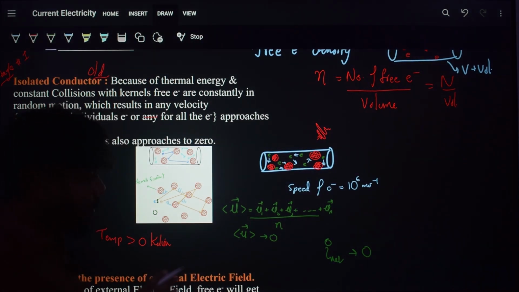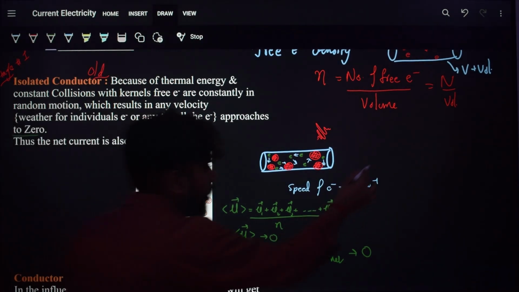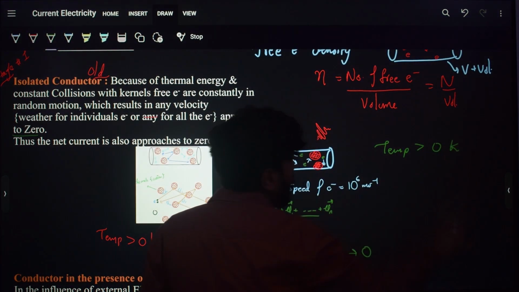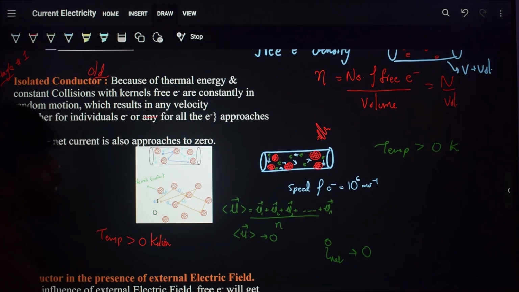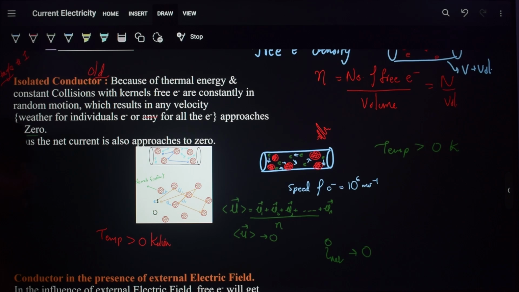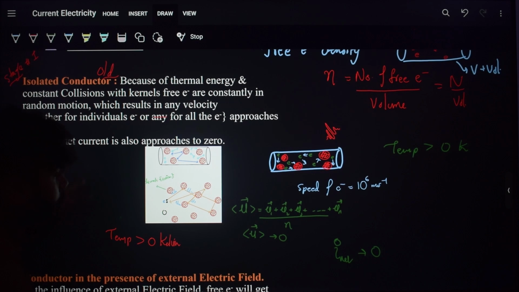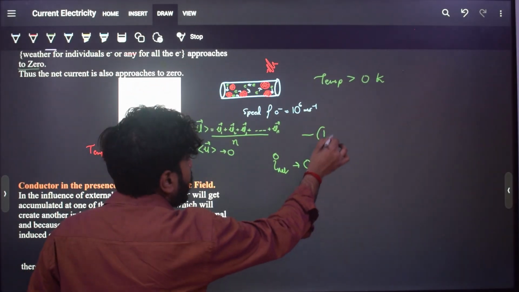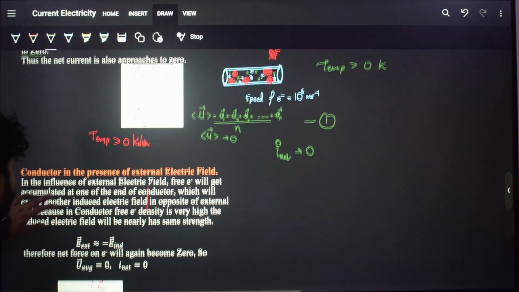So the electrons are constantly moving if the temperature is above 0 Kelvin. In any case, if the temperature of any metal is above 0 Kelvin, it will have electrons which are constantly moving. That means they will have current, but the motion will be so random that the net current will be 0. Right? Because the average velocity is going to be 0. So this equation is very important. We will use it later.